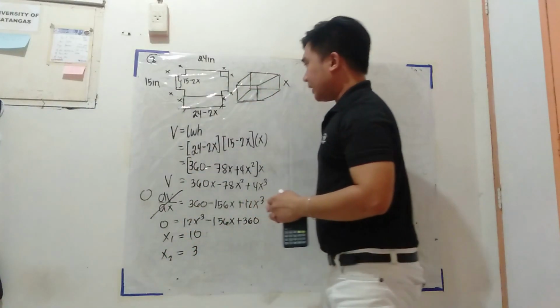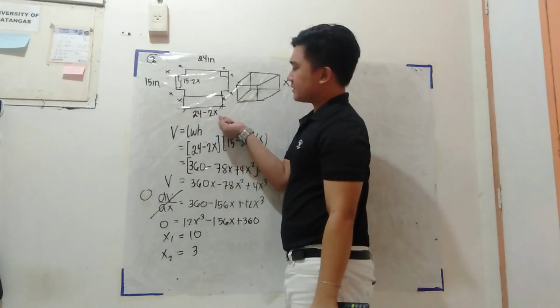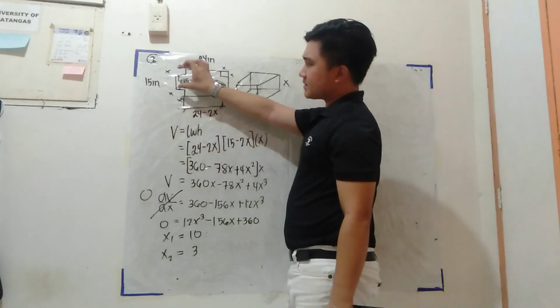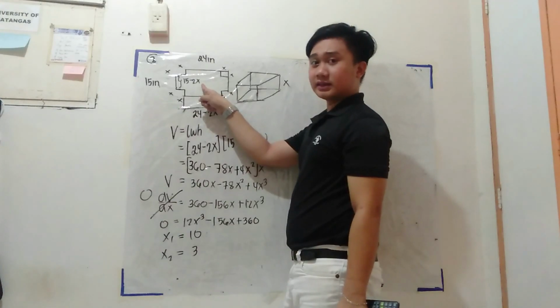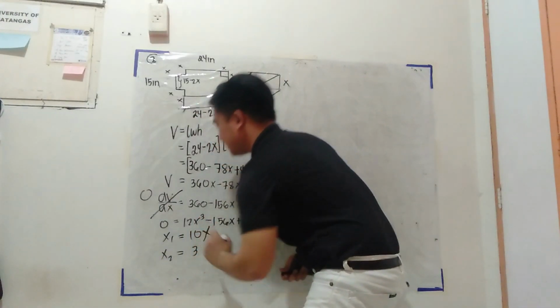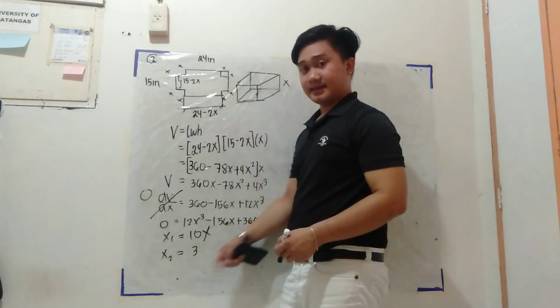So, try natin kung alin yung papasok. 24 minus 2 times 10. So, meron kang tirang 4. Valid sa side na to. Eh, dito sa side kaya na to, 15 minus 2 times 10, negative na side. Hindi pwede. So, invalid na agad ang 10. Ang valid is 3. Okay?